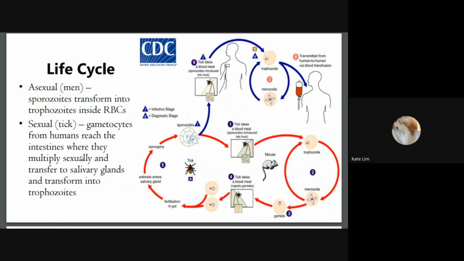So this is the life cycle. The life cycle again mimics the same. It has almost the same life cycle as your Plasmodium. So in humans, the same story. The asexual stages begin when sporozoites enter the red blood cells after being introduced via a tick bite. Inside the RBCs, these sporozoites transform to become trophozoites, multiplying and causing the symptoms of babesiosis.